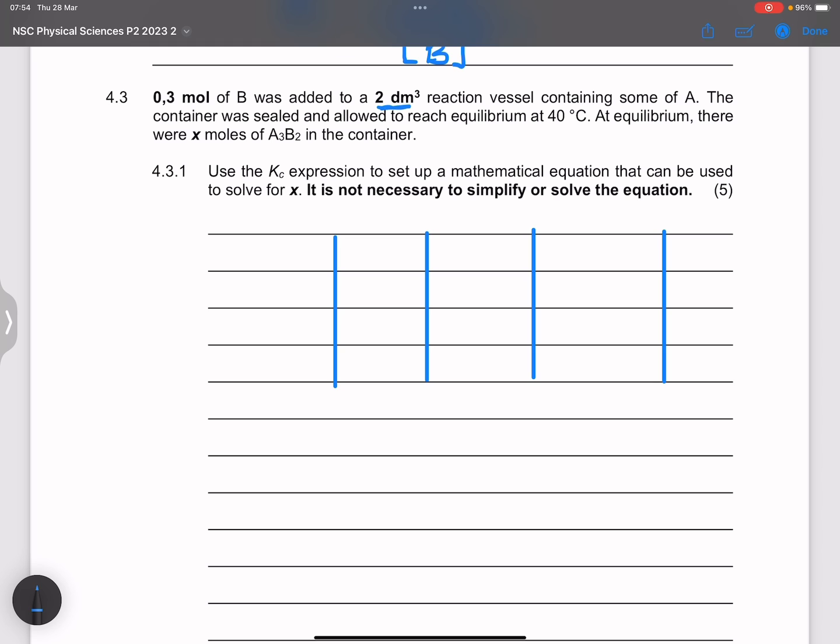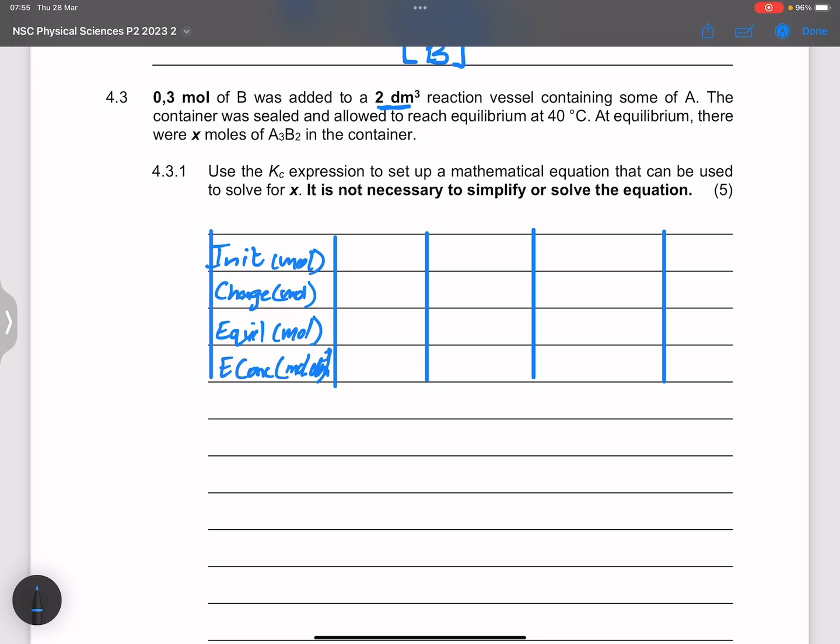Okay, so we would have initial, that's in moles, and please remember to put the SI units, right? And that would be change, also in moles. That's equilibrium, that's also in moles. And please don't forget the equilibrium concentration, right? And that would be in moles per cubic decimeters.